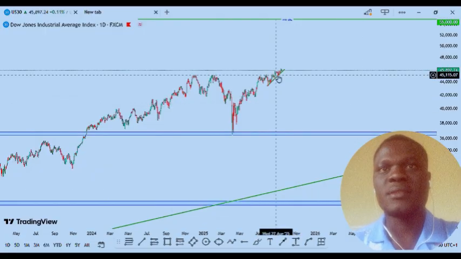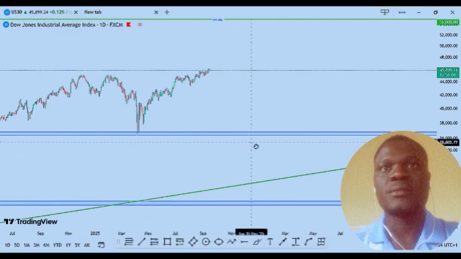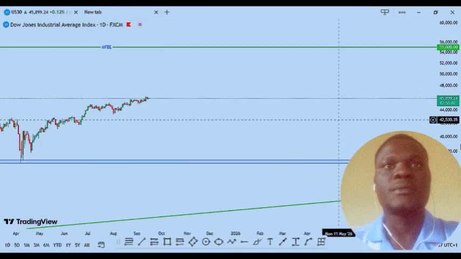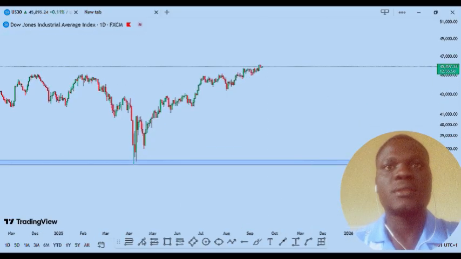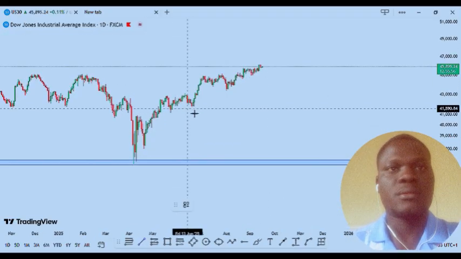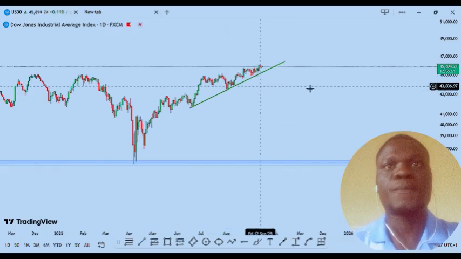Remove this first of all. Zoom out. Let me zoom in. Click on this trend line and connect these two points, right?